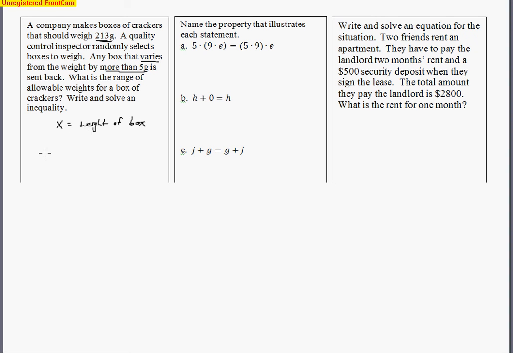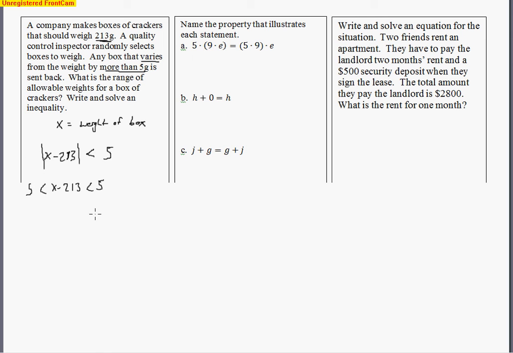and so let's go ahead and set it up. X minus 213, because 213 is what it should weigh. And so if we subtract 213 from the different amounts and take its absolute value, we'll find out if that value is surely less than 5 or not. So I go ahead and set this up as x minus 213 is less than 5, but greater than positive 5. And the reason why I didn't set it equal to, because it said it can vary from the weight by more than 5 grams. And so anything that varies more than that is going to end up being sent back.